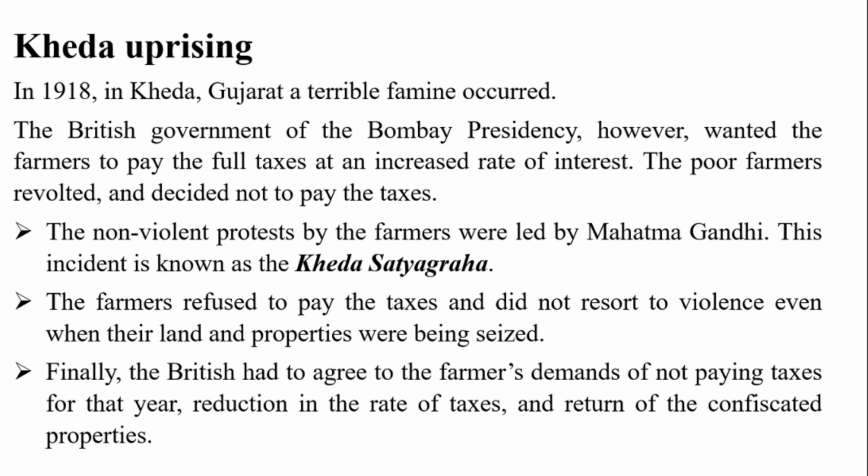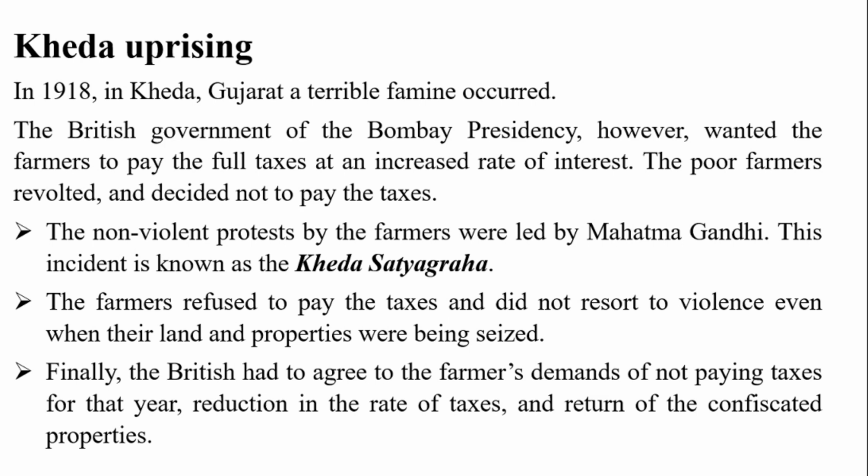During those times, the British were forcefully telling the farmers to pay a full tax with an increased rate of interest, and the poor farmers were not able to pay because they did not have that much income. So what happened was that the non-violent protests by the farmers were led by Mahatma Gandhi. This incident is known as Kheda Satyagraha.